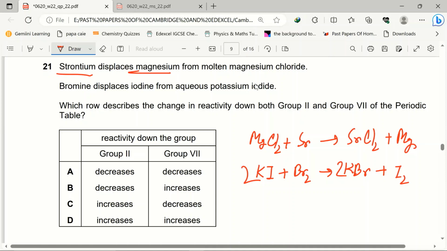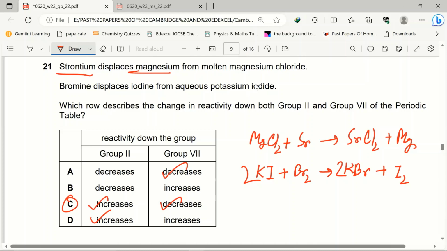Which row describes the change in reactivity down group 2 and group 7 of the periodic table? So group 2 reactivity increases down the group as strontium is lower in the group than magnesium, so it increases. And group 7, we know as we go down the group, reactivity decreases. So this is correct and this is correct. So C is the only correct answer.